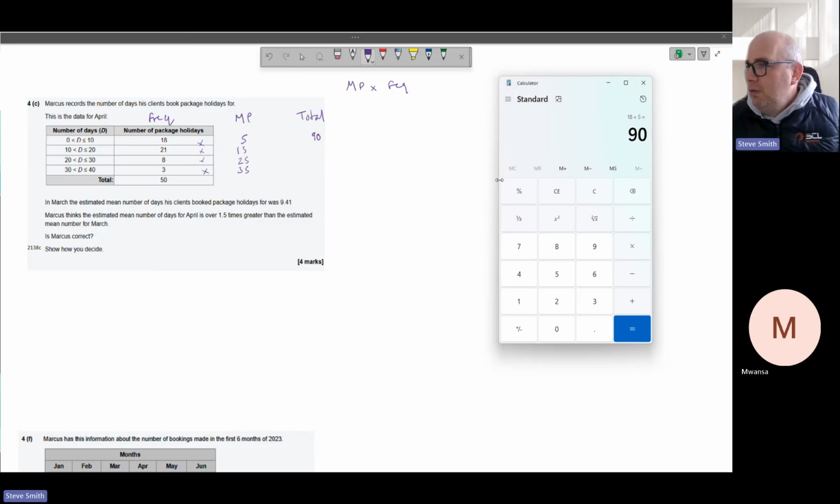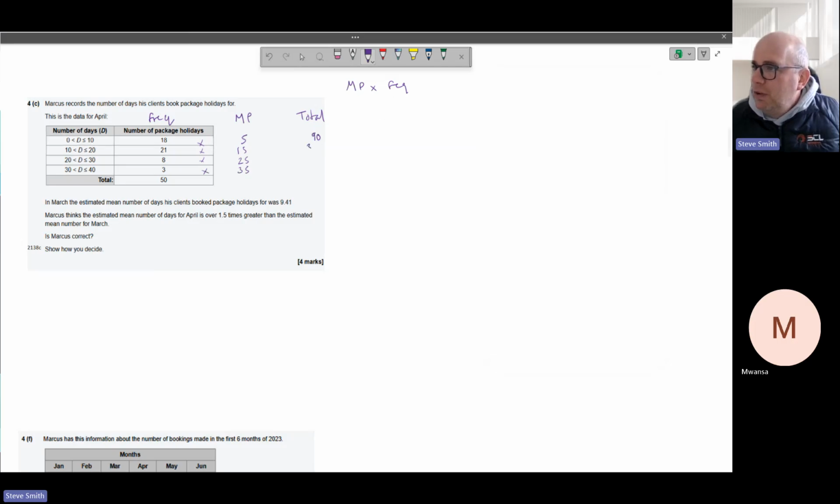So we've got first one there, then we've got 15 times by 21. We've got 315, and then we've got 8 times 25. Well, 4 times 25 is 100, so 8 times 25 has to be 200. And then we've got 3 times 35, so 3 times 30 is 90. 3 times 5 is 15, so that's 105. So we can add all those up. Use your calculator if you need to. So we've got 710 is our total.